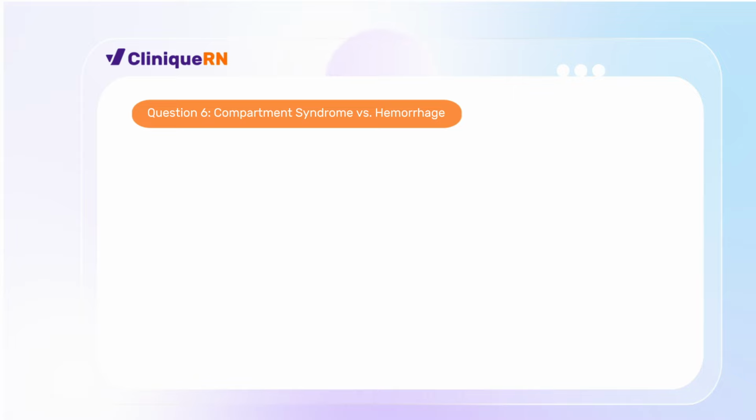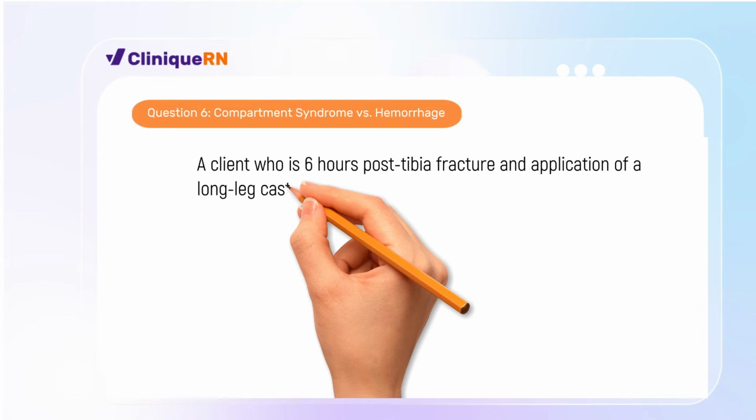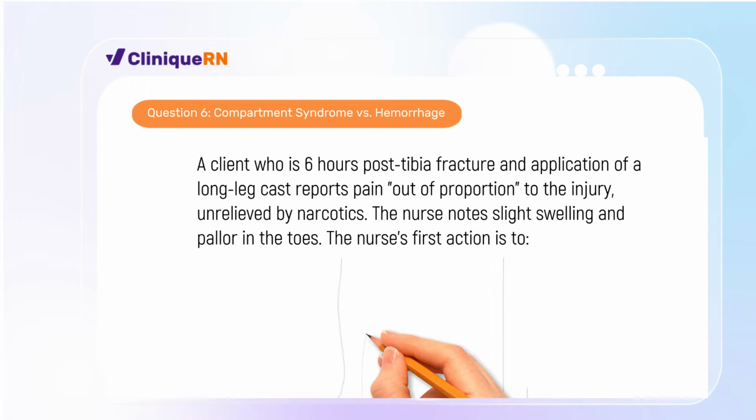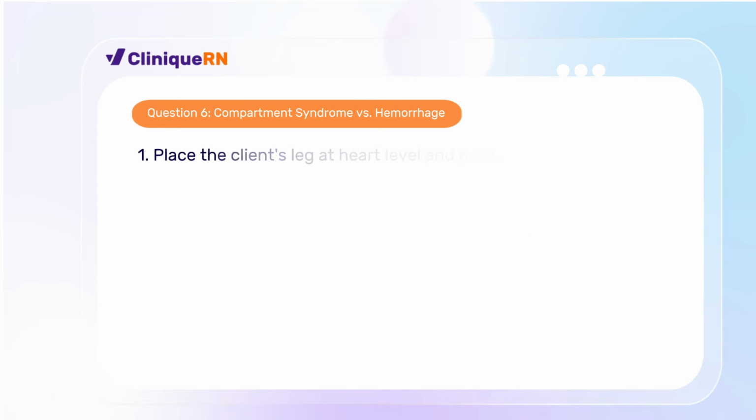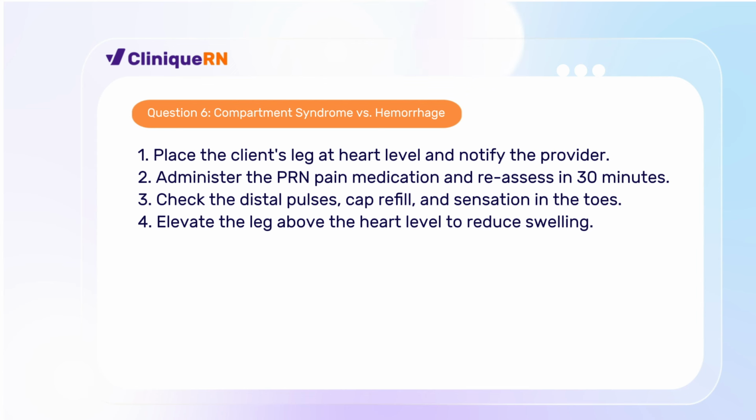Question 6. Compartment syndrome versus hemorrhage. A client who is 6 hours post-tibia fracture and application of a long leg cast reports pain out of proportion to the injury, unrelieved by narcotics. The nurse notes slight swelling and pallor in the toes. The nurse's first action is to 1. Place the client's leg at heart level and notify the provider. 2. Administer the PRN pain medication and reassess in 30 minutes. 3. Check the distal pulses, cap refill, and sensation in the toes. 4. Elevate the leg above the heart level to reduce swelling.